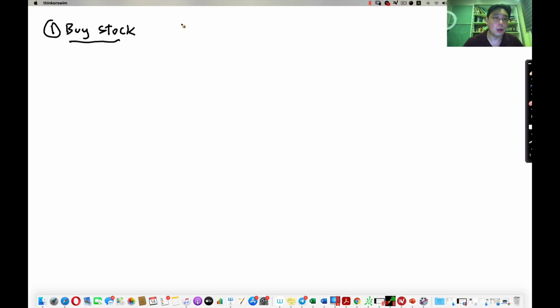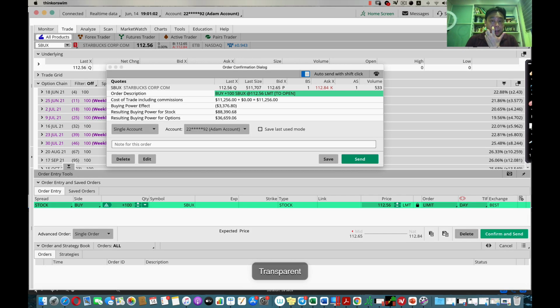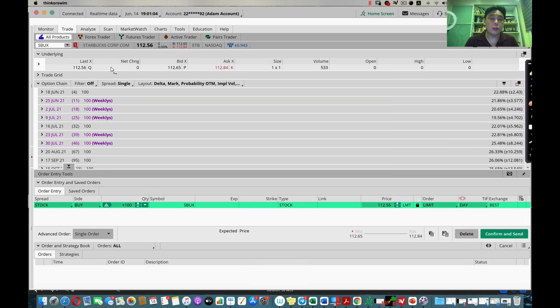So when we buy the stock, it's going to cost us 112.56 times 100 shares. So capital required: $11,256. All right. Now, let's take a look at the profit and loss graph.